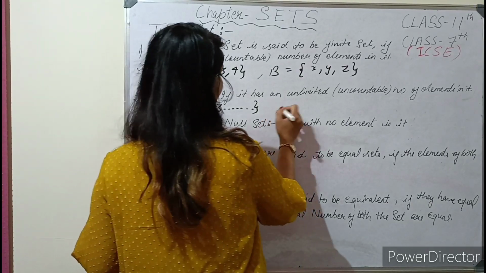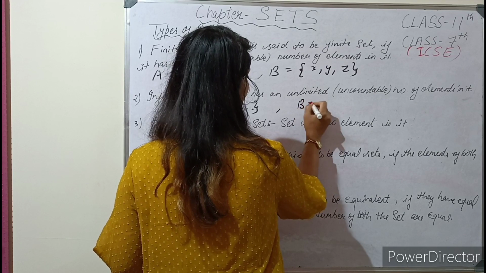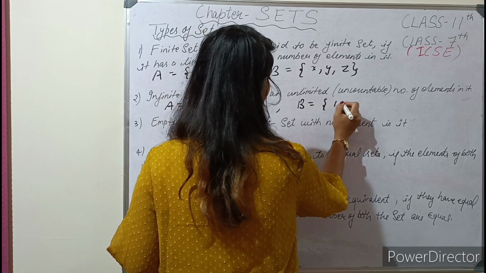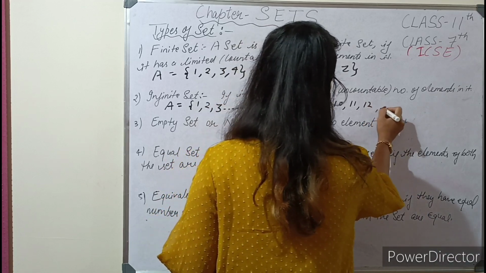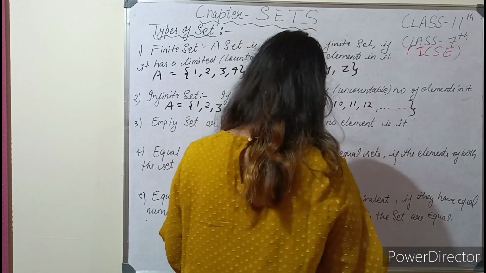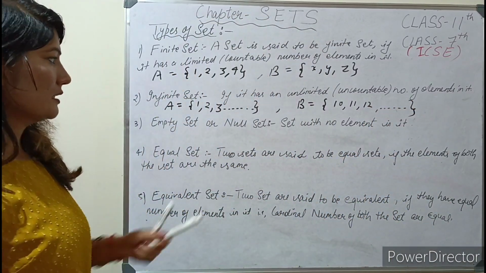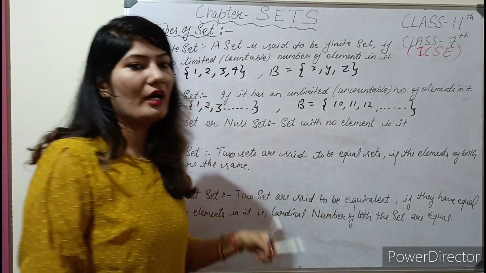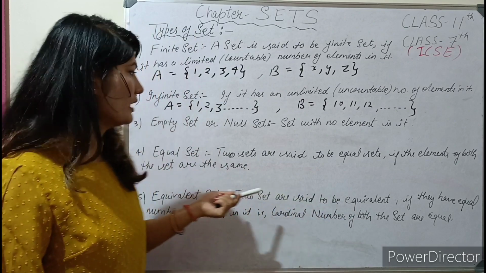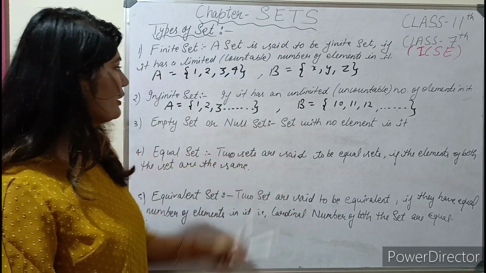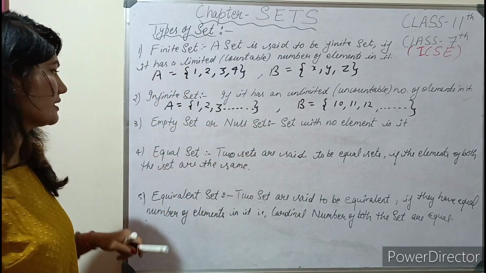In the similar way, if I write B is a set of elements 10, 11, 12 up to so on. So again in this case, the elements of the set are uncountable because we can't count the number of elements easily. So hence the set A and B are known as the infinite set.